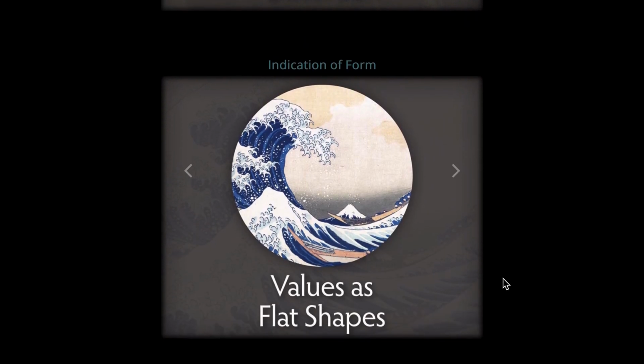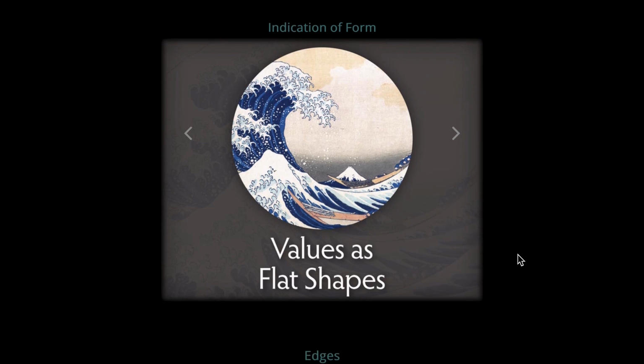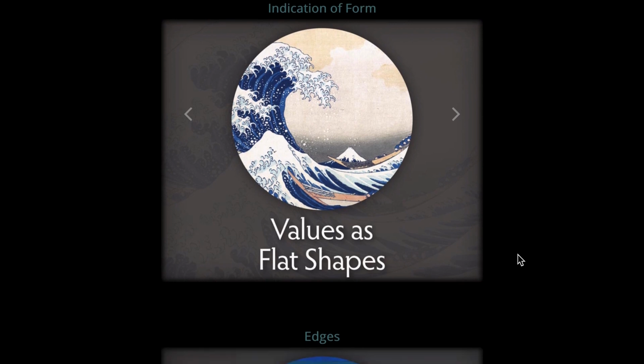And the indication of form would be values as flat shapes. So the darks are all going to be one dark value like this dark blue here, and the medium shadows are going to be like this lighter blue, and then the highlights would be maybe just white, and then we might have a light shadow color, but all of those would be individually flat shapes with not much variation within those flat shapes. So that's the kind of indication of form I would use.